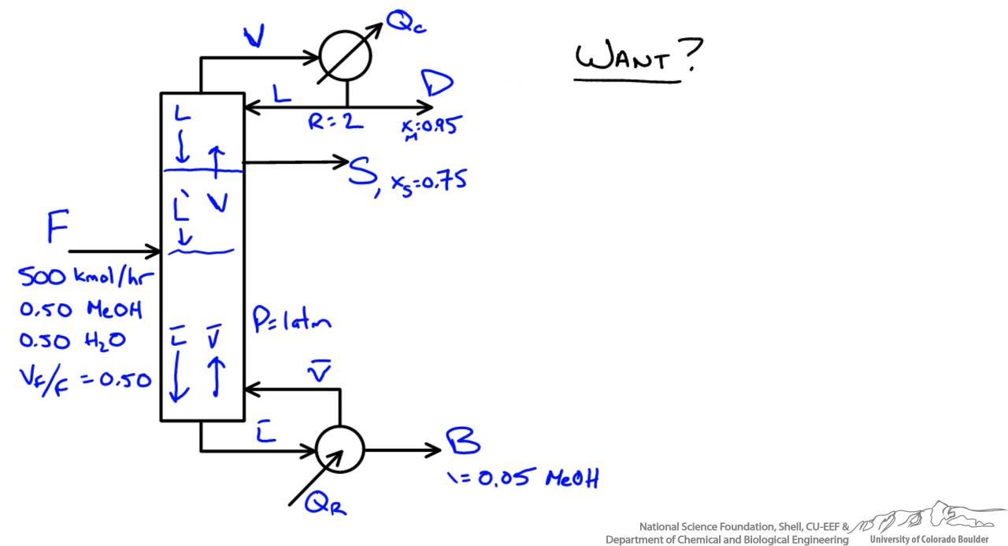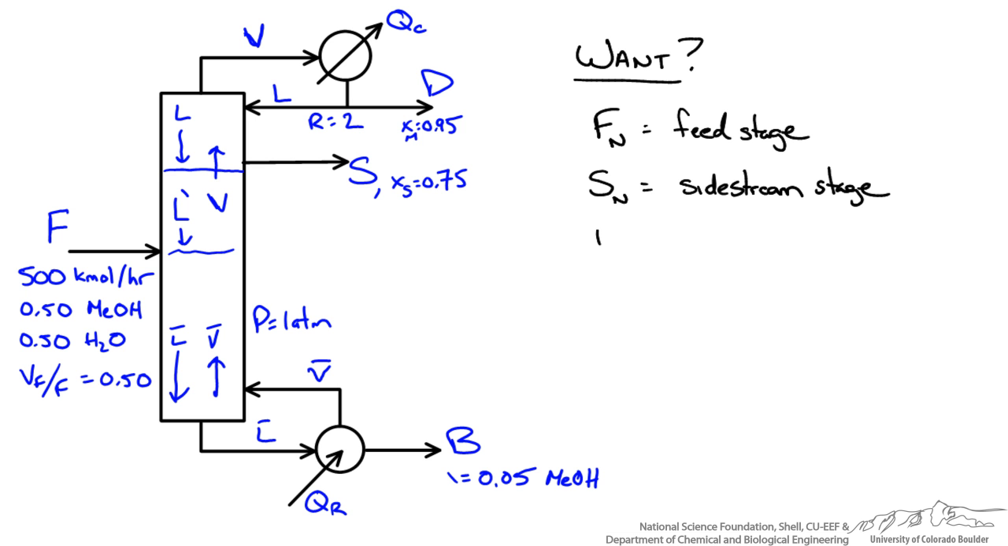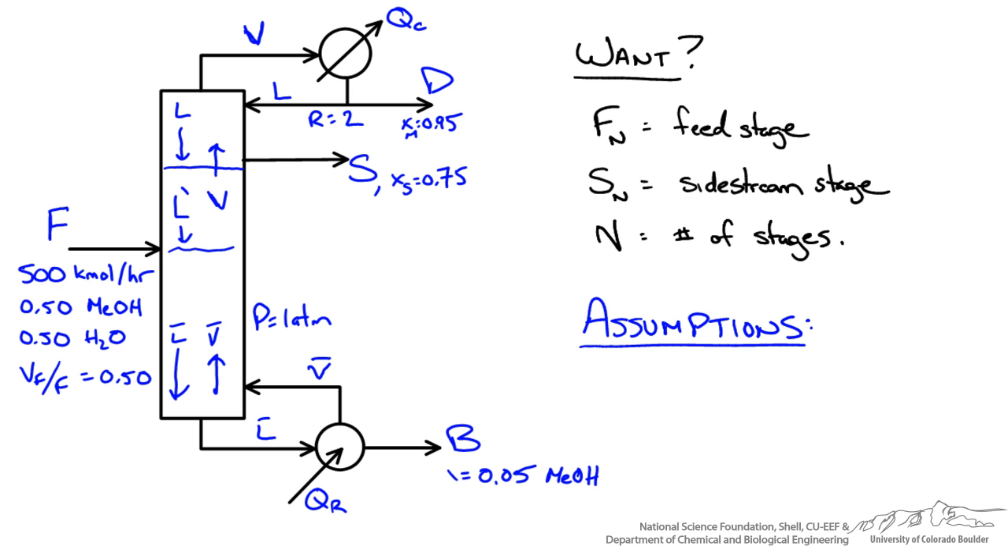So after drawing the picture, it's good to write down what we're looking for. We are looking for a feed stage. We're also looking for where our side stream stage will be, and we're looking for the total number of stages. It's good to make our assumptions up front, and in this case for our distillation column, it's a good assumption to make the constant molar overflow assumption, also known as CMO.